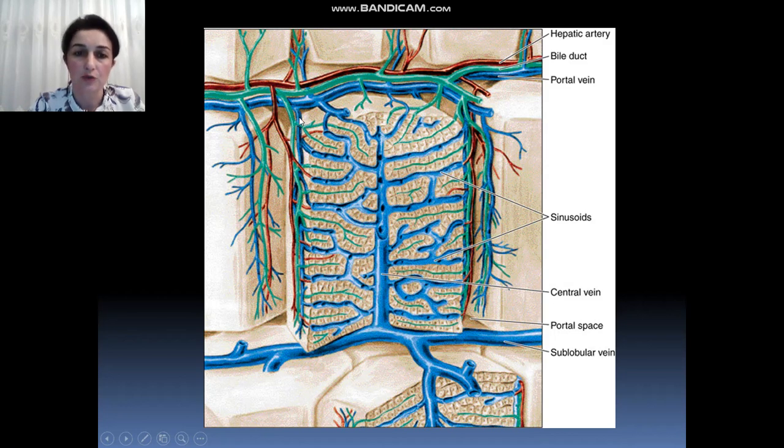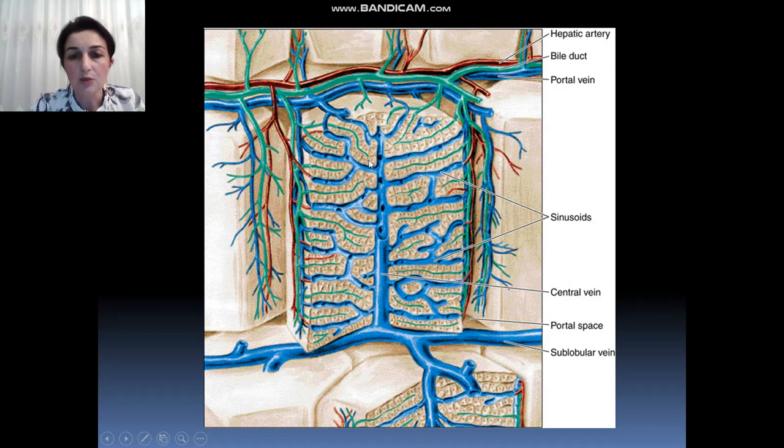If it is a branch of the portal vein, it will be an interlobular vein. If it is a branch of the hepatic artery, it will form an interlobular artery. And as we know, in portal areas, we also have another component, that is the interlobular bile duct. So three structures we will see here, they form a triad.